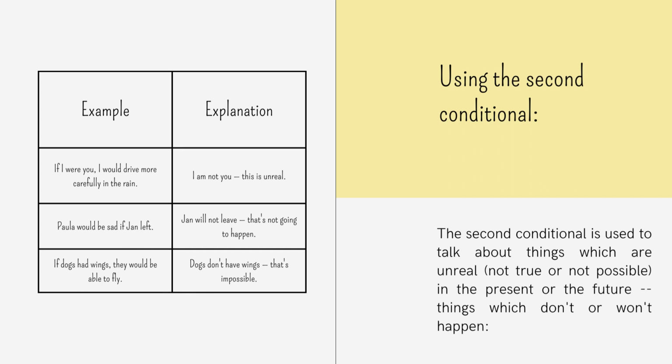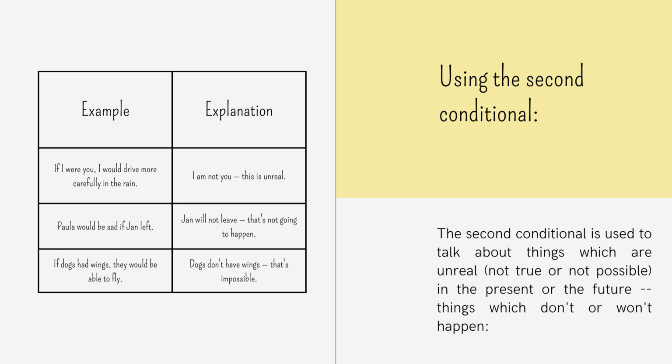Using the second conditional. The second conditional is used to talk about things which are unreal, not true, or not possible in the present or the future, things which don't or won't happen. Example: if I were you, I would drive more carefully in the rain. Explanation: I am not you.